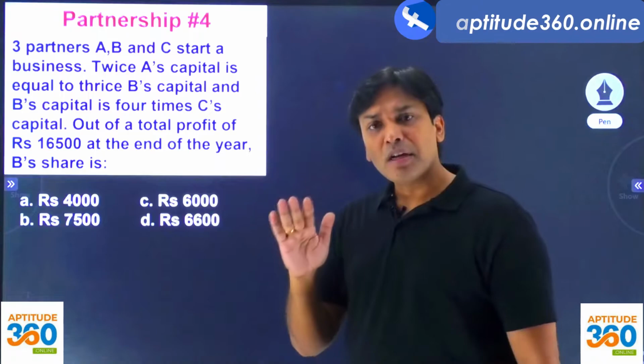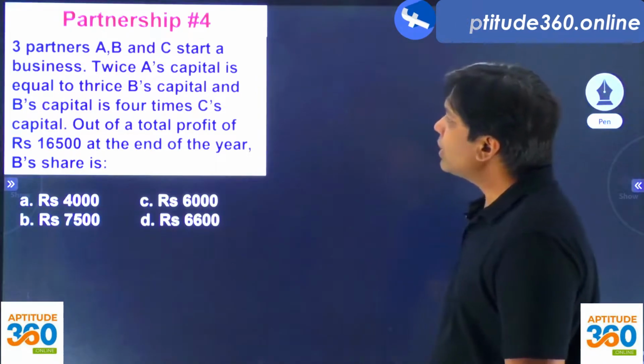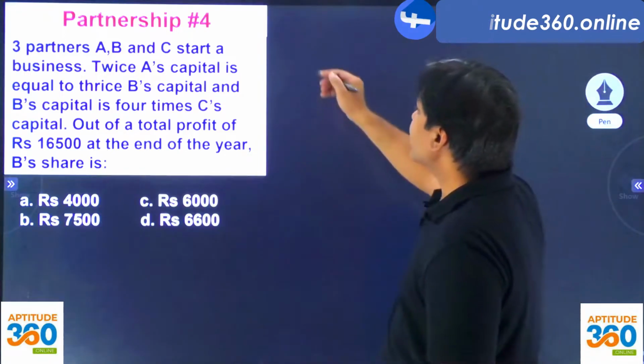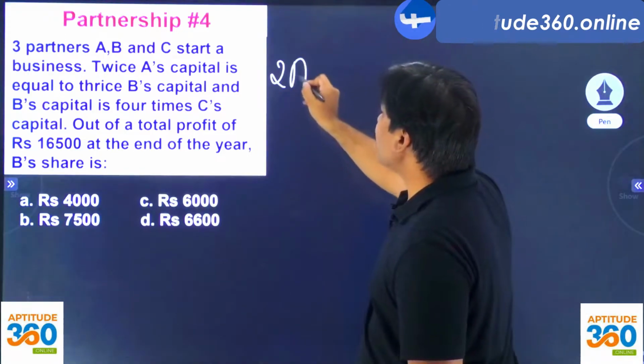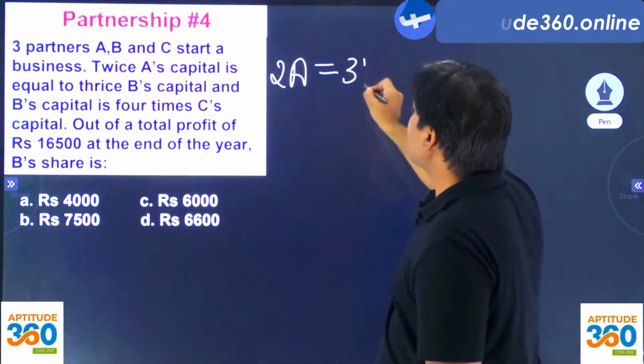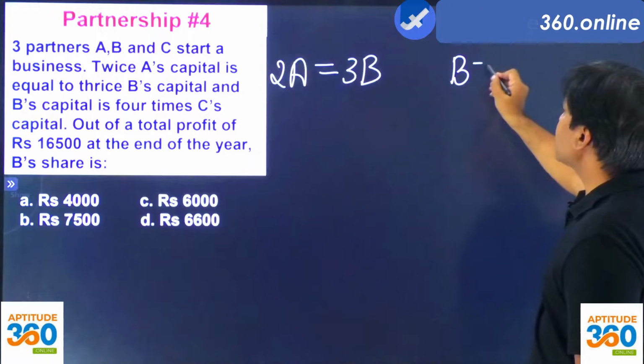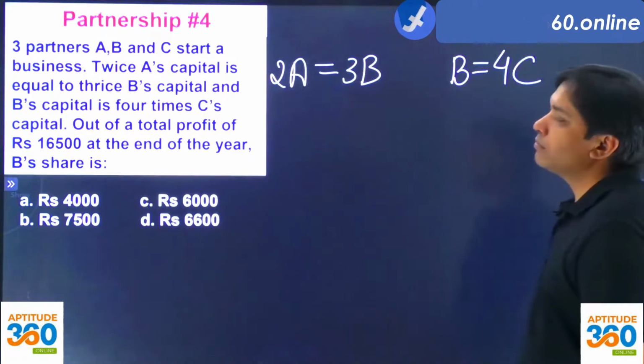It's very similar. Pause the video, try to simplify this question on your own. It says that 3 partners A, B, C start a business. Twice the capital of A is equal to thrice the capital of B, and the capital of B is equal to 4 times capital of C.